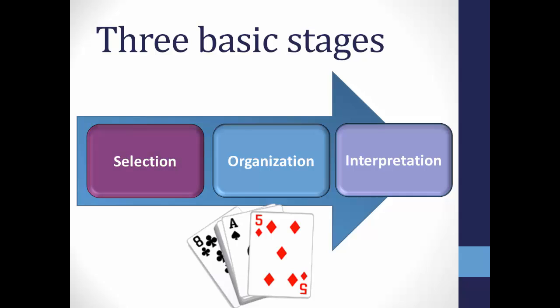Think about playing a game of cards. First, you have to get the cards to play. They can be given to you, passive perception, or you can select them, active perception. And in some games, such as hearts, you may do both.